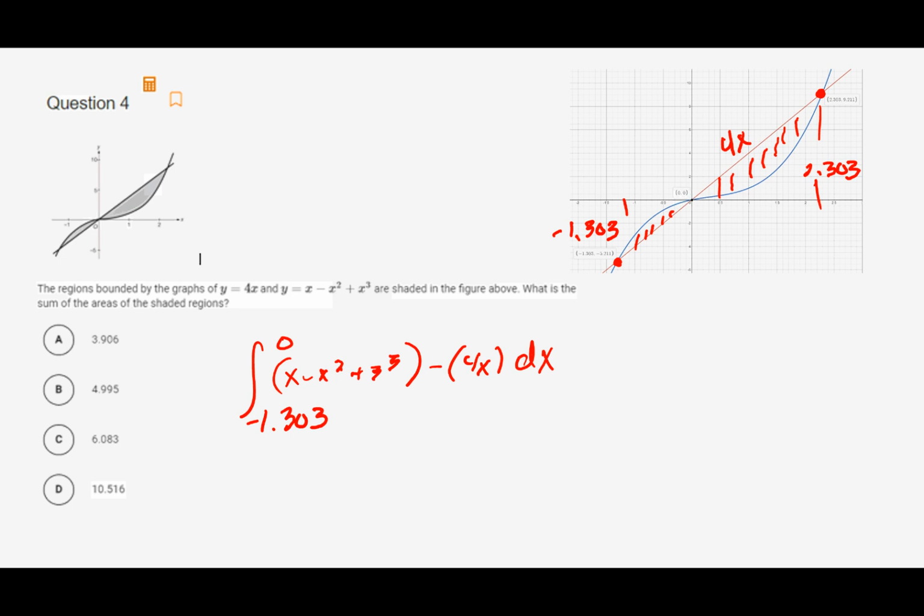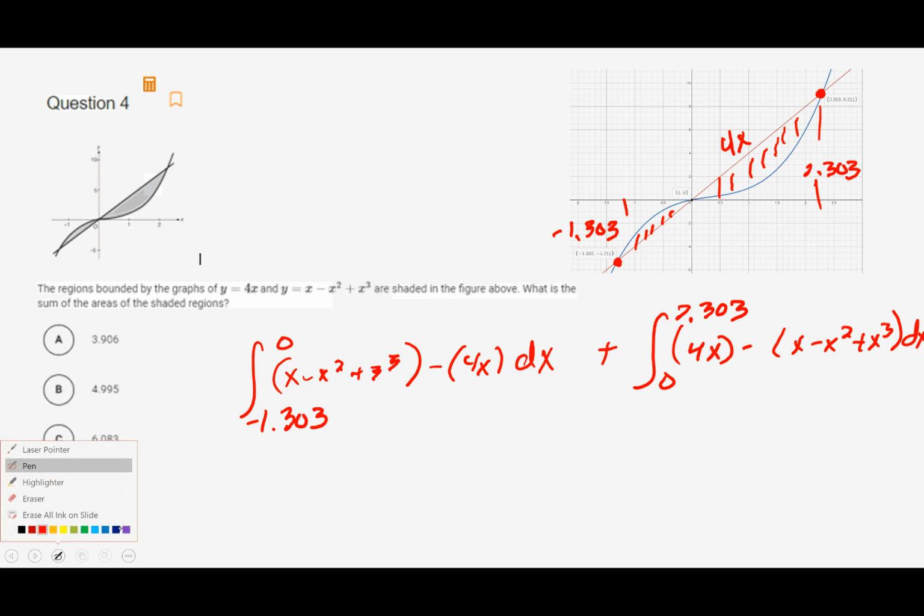So that would be region 1, and then you would add region 2, 0 to 2.303. Now this is 4x minus x squared plus x cubed dx. Add those together. A second option on this one: treat them as separate ones like this, top line minus bottom line, add them together, and you're good to go. All right, so this one ended up being 6.083.